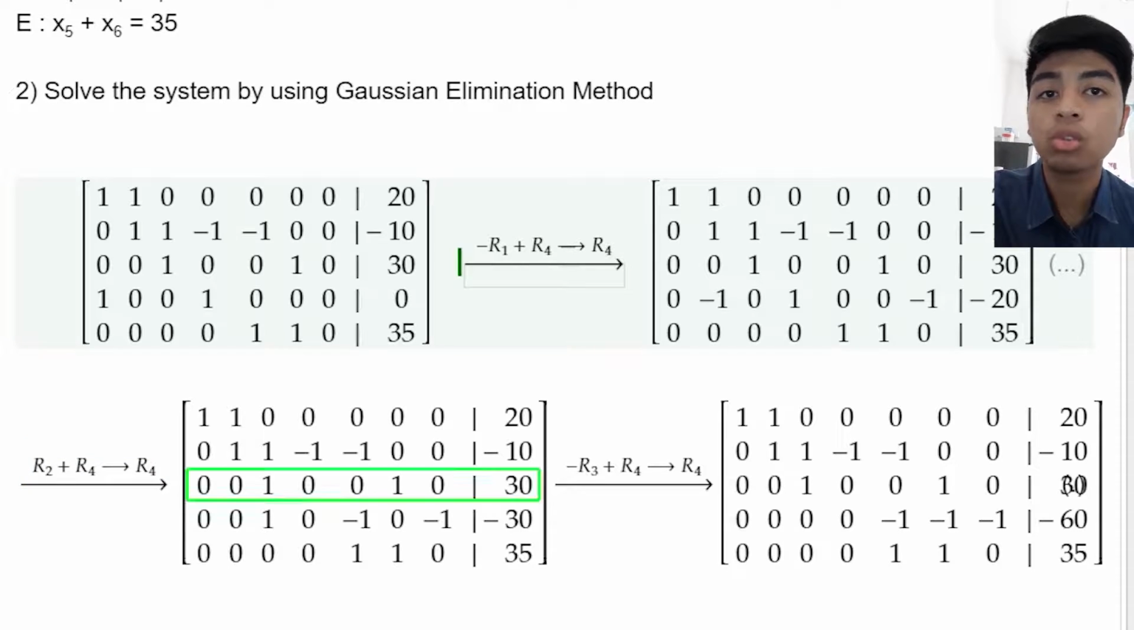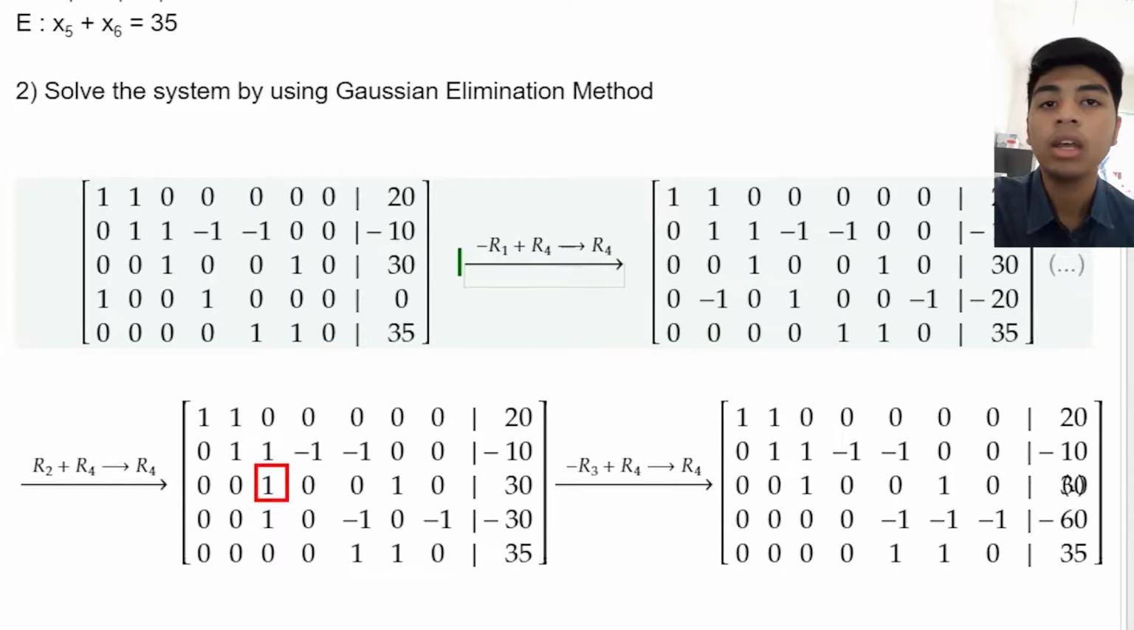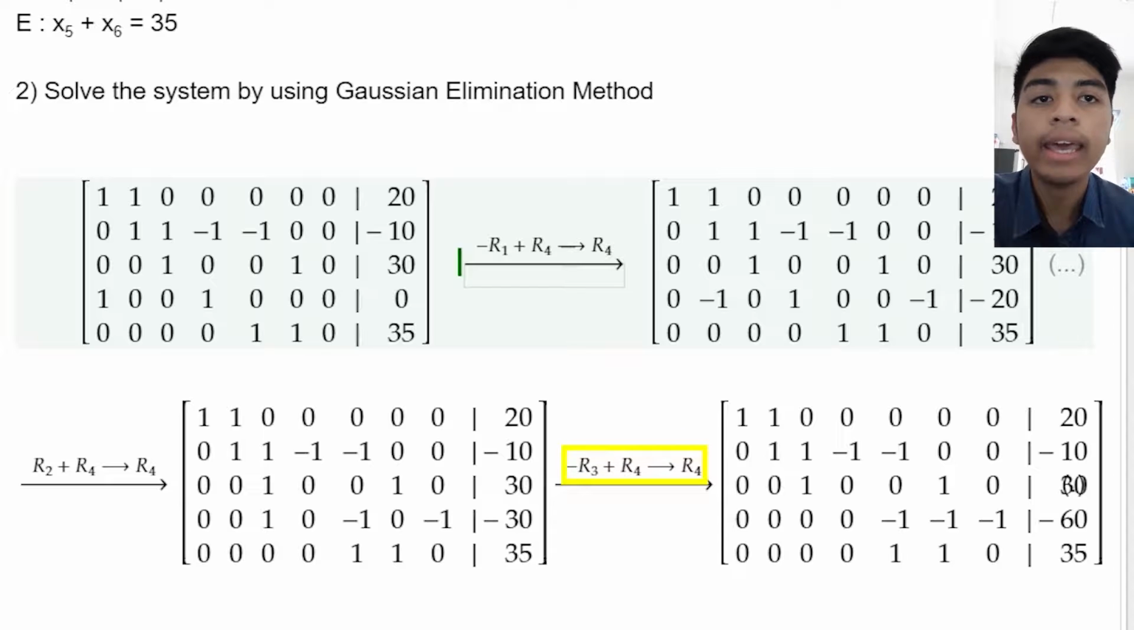Next, we will proceed to row 3. We will repeat all the process we have done before for row 3. The first non-zero entry for row 3 is 1, and this will be the leading one for the third row. Next, we need to zero out everything under the leading one. We will add negative R3 with R4 and place it into R4 to zero out everything under the leading one.